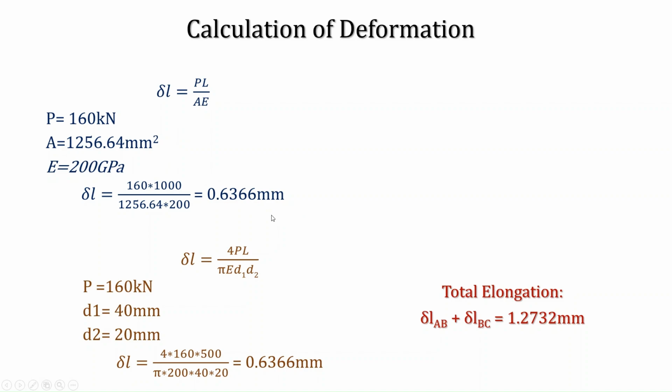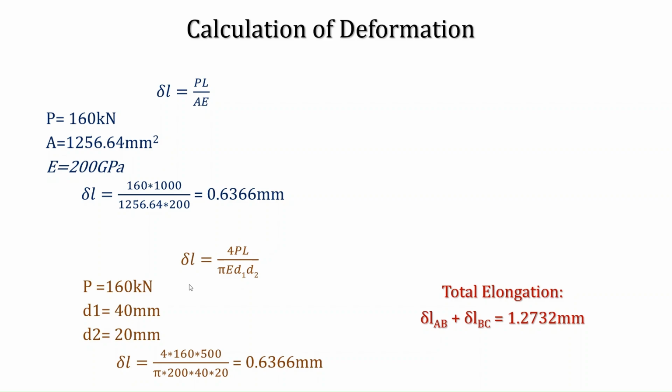Now let us compute the deformation in the tapered cross section of the bar. We have a mathematical model for the tapered cross section, that is 4 P L divided by pi E D1 D2, where D1 and D2 are the bigger end diameter and the smaller end diameter respectively. We know the values of the load P, and the length of the tapered portion of the bar, which is 500 or 0.5 meters, and the diameters being 40, that is the bigger end, and the smaller end diameter being 20, and the value of E being 200 GPa.